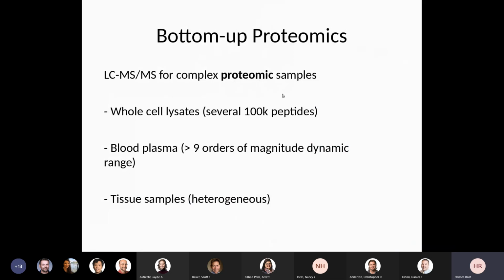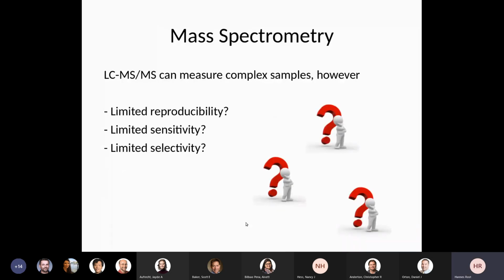So we are interested in analyzing samples such as whole cell lysates with 100,000 or potentially more peptides in them, analyzing complex mixtures that span across a large dynamic range, such as blood plasma, and analyzing highly heterogeneous samples, such as tissue samples. And so with our current LC-MS/MS methods, we can measure relatively complex samples. However, we are still limited by reproducibility, by sensitivity, and selectivity.